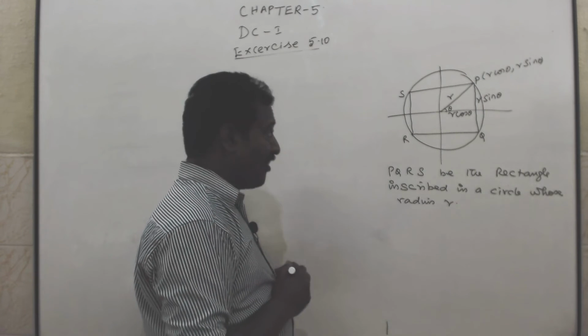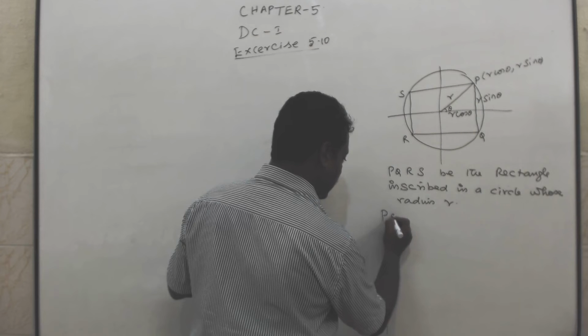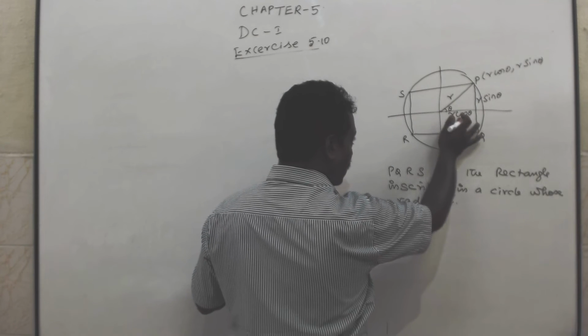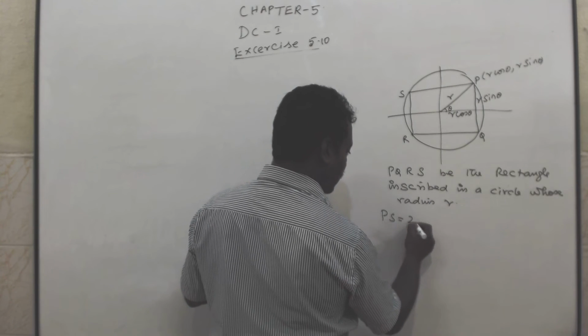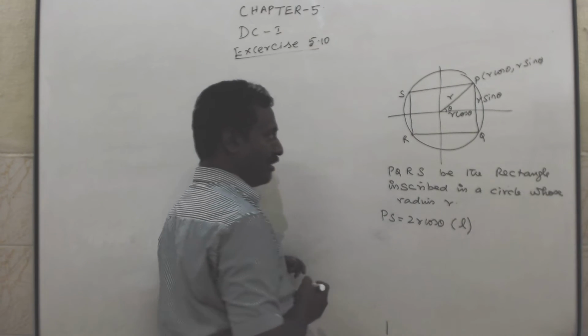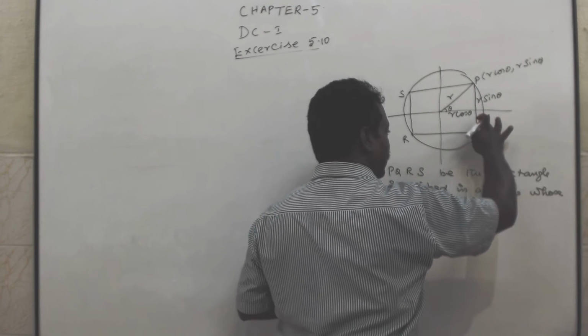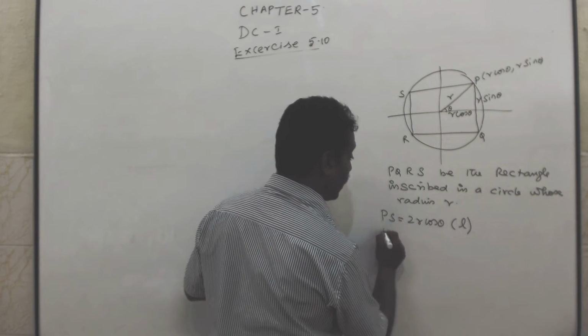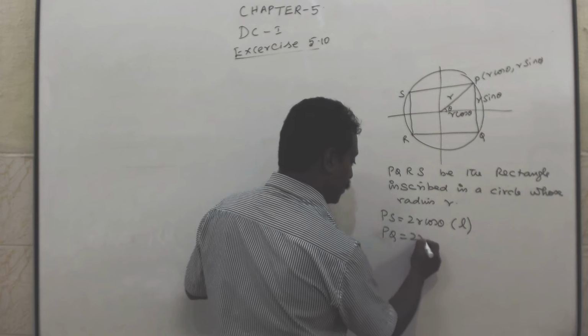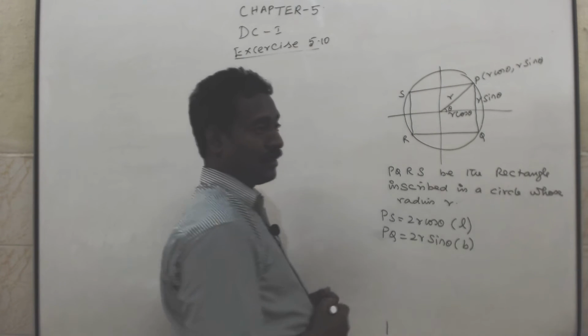Here, what is the length of the rectangle? Length means one r cos theta plus one r cos theta, 2r cos theta. This is the length of the rectangle. What is the breadth of the rectangle? Here one r sin theta, here one r sin theta, so 2r sin theta. That is the breadth.